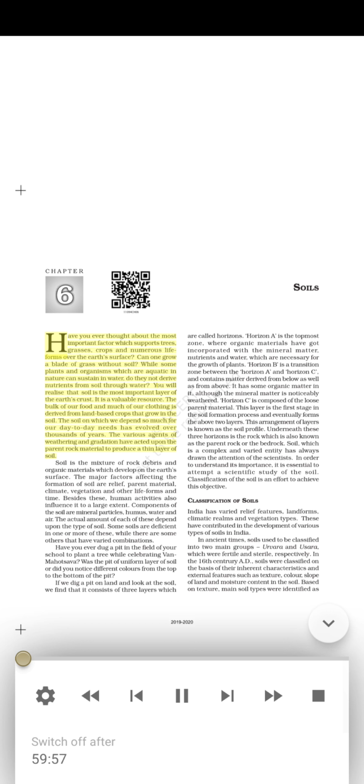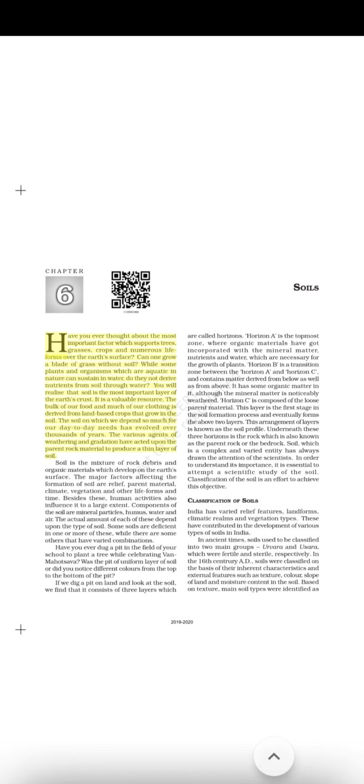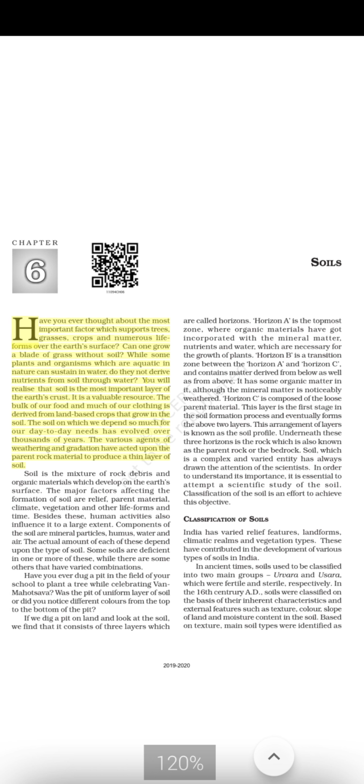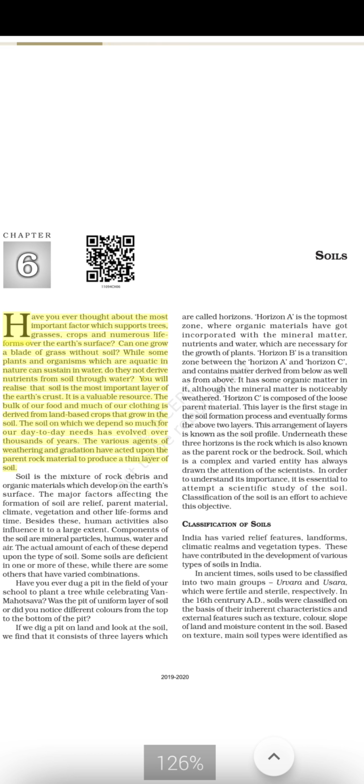Have you ever thought about the most important factor which supports trees, grasses, crops and numerous life forms over the Earth's surface? Can one grow a blade of grass without soil? While some plants and organisms which are aquatic in nature can sustain in water, do they not derive nutrients from soil through water? You will realize that soil is the most important layer of the Earth's crust. It is a valuable resource.